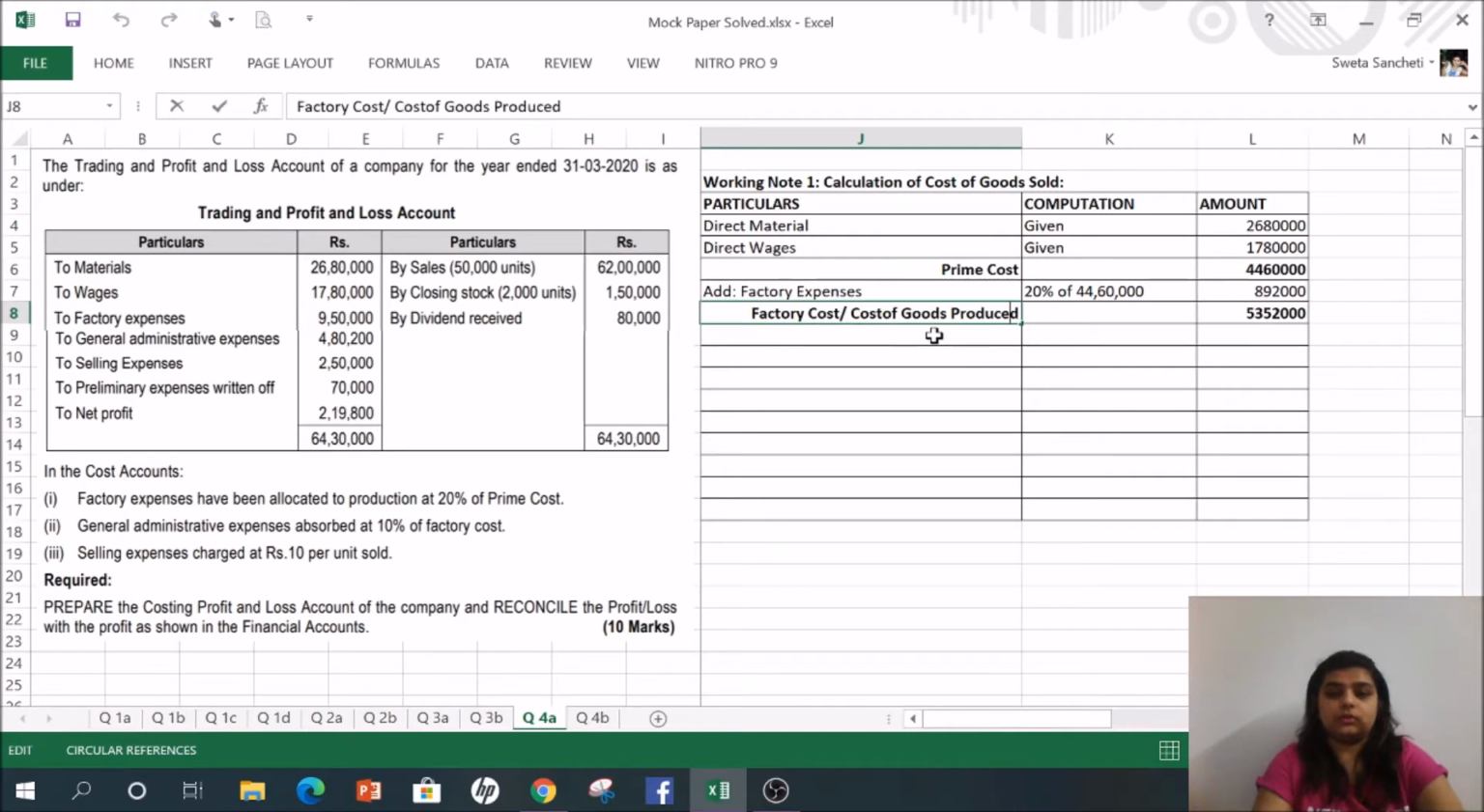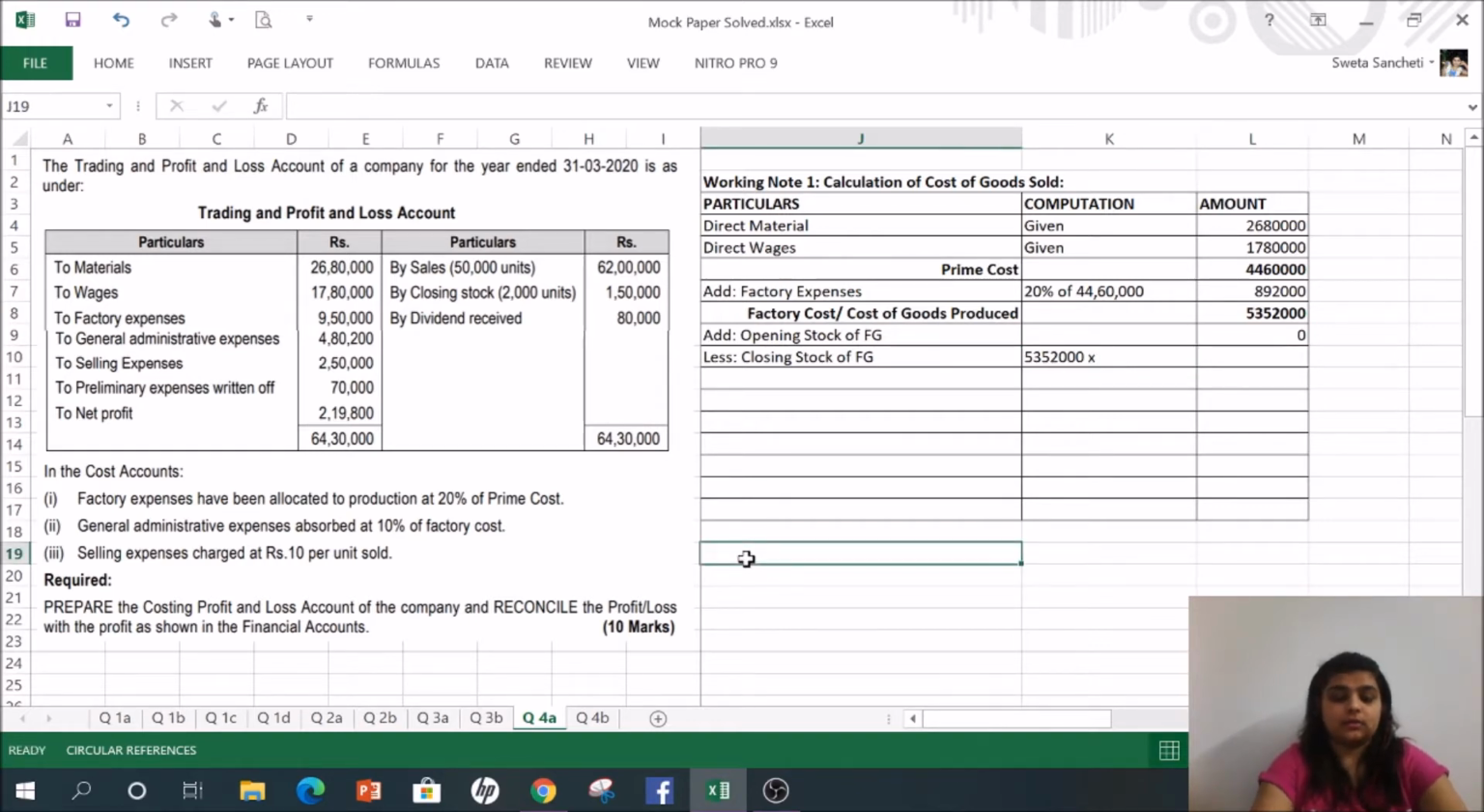Now, cost of goods produced. After cost of goods produced, we add opening stock of finished goods. Opening stock of finished goods, if you see, we don't have any opening stock, so we are going to write here 0, less closing stock of finished goods. Closing stock 53,52,000. If this is the cost of units produced, how many units did we produce? We don't know. So what we are going to do is we are going to calculate here first.